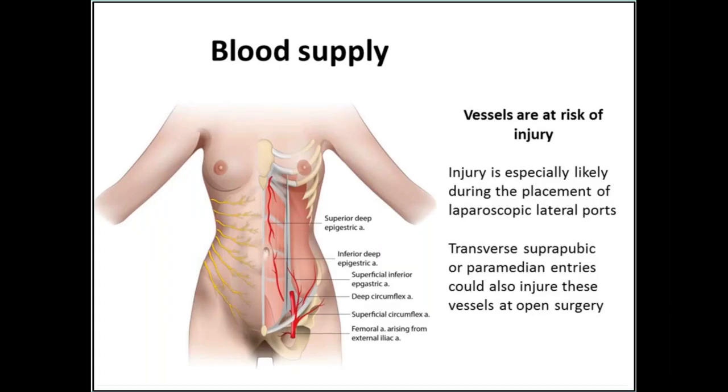So this is about blood supply. Here we'll discuss the importance of the blood vessels, because it is related to surgery. These are the vessels at risk of injury. Injury is especially likely during the placement of the laparoscopic lateral portal, especially the inferior epigastric artery, and transversus or paramedian incisions could also injure these vessels in open surgery. Laparotomy may also lead to injury of these vessels. So you should know the anatomy related to surgery, and which vessels are at risk of injury.